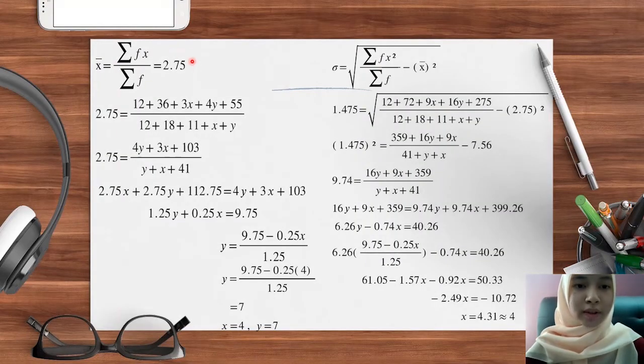Okay, because the question gives us the mean, we can use the mean formula to find our first equation. So this is from the question given, and then this is from the table that I've calculated earlier. So as a result, we got this as our first equation.